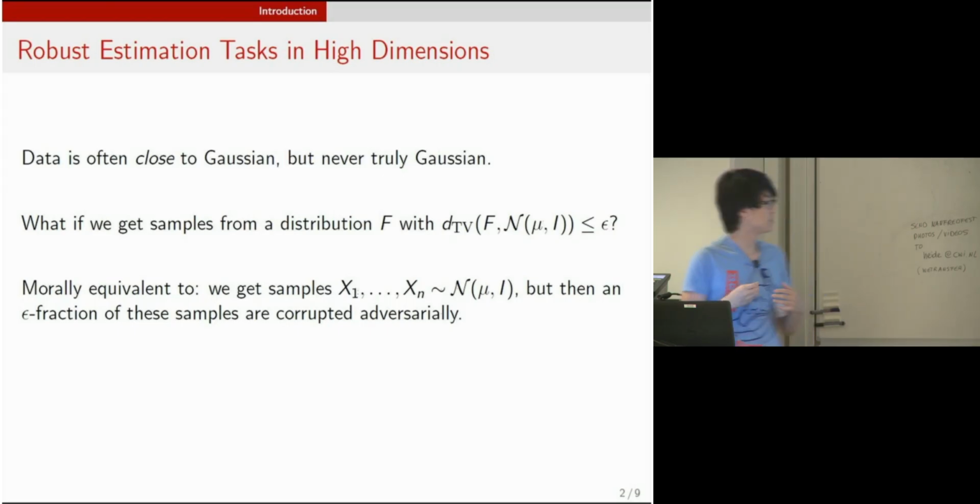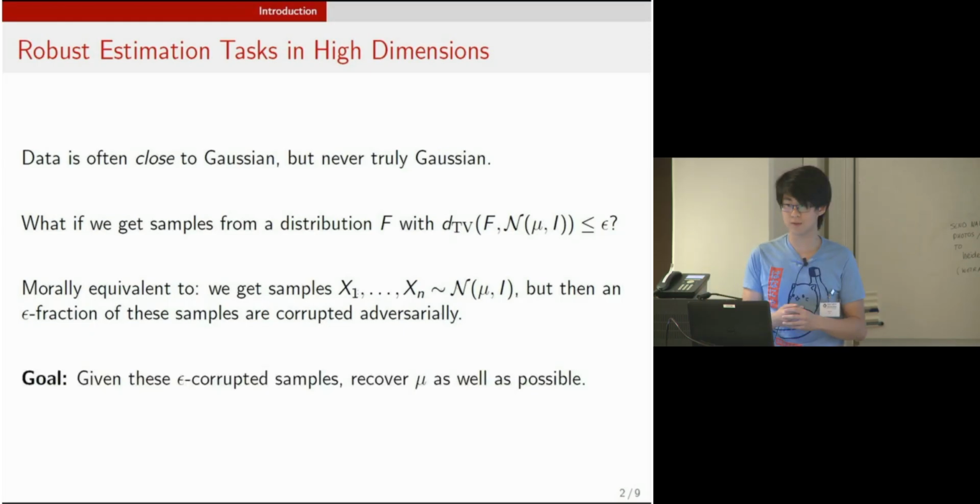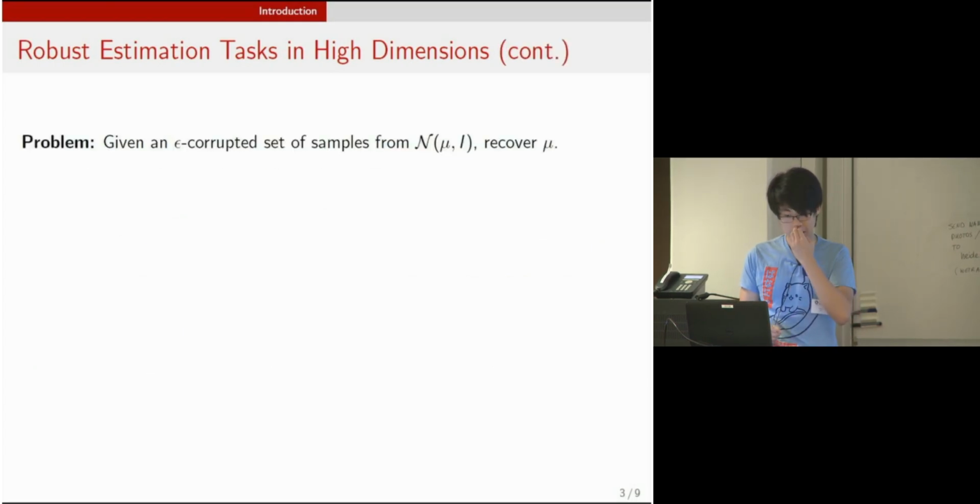So this is morally equivalent to: we get samples from one of these Gaussians, but then an epsilon fraction of these samples are corrupted adversarially. And the goal is, given these corrupted samples, can we recover, in this case the only parameter here is mu, so can we recover mu? Okay, so here's the problem statement. I hope that this makes sense.